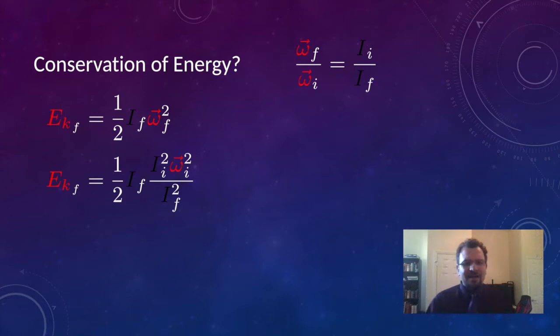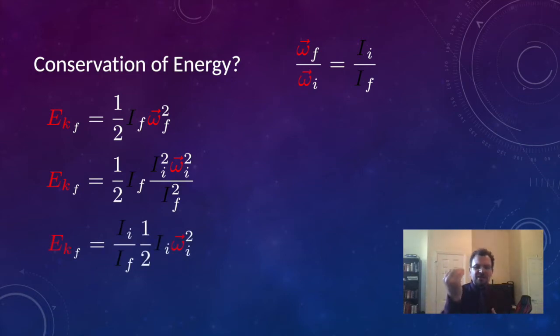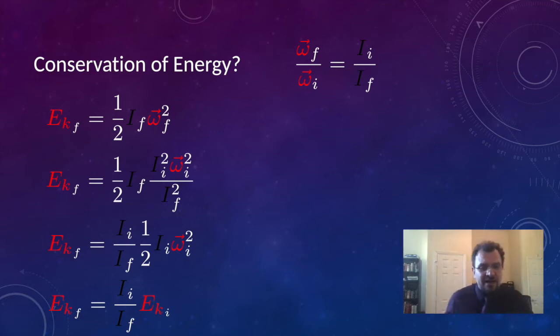But we can go and cross out that one set of final moments of inertia and regroup, and we end up with the ratio of that moment of inertia equal to 1/2 times the initial states. And those initial states, well, that looks a lot like the initial kinetic energy. So let's do that substitution too. And what we end up with is something kind of weird, in that our final kinetic energy is equal to the ratio of our moments of inertia times the initial kinetic energy.